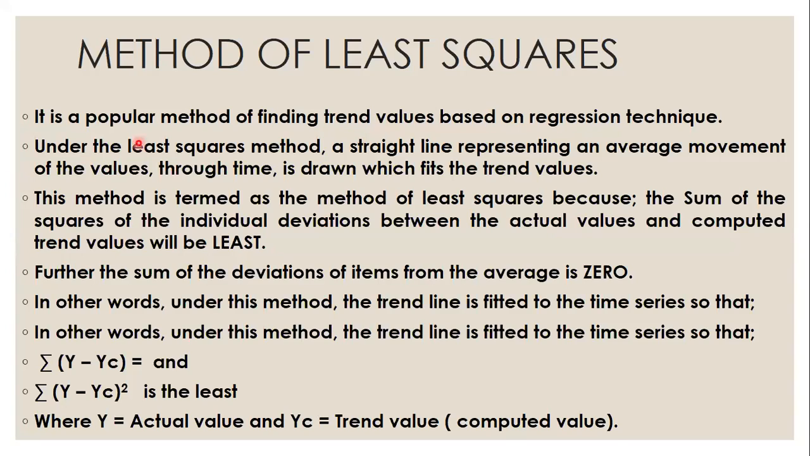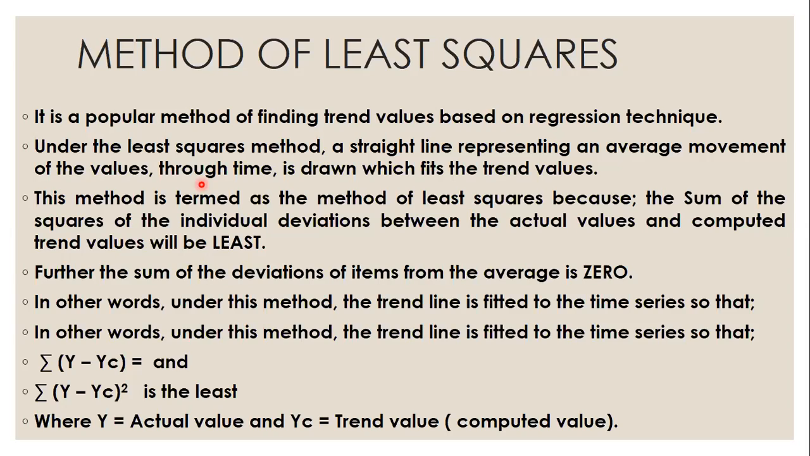Under the least square method, a straight line representing an average movement of the values through time is drawn, which fits the trend values. We will be calculating the trend values as per the time, because it's time series data. As per the time, we will be adding a few values to the equation and finding out the data, and that will be the final trend value which should be put onto the graph.